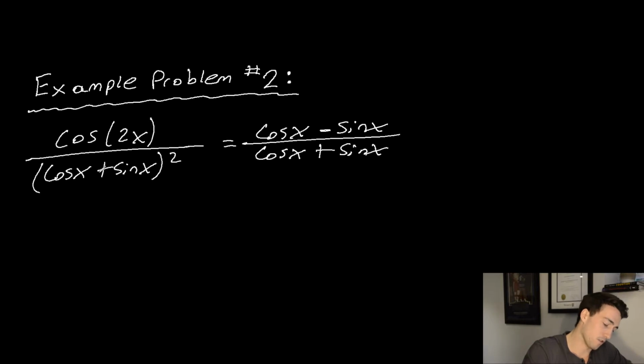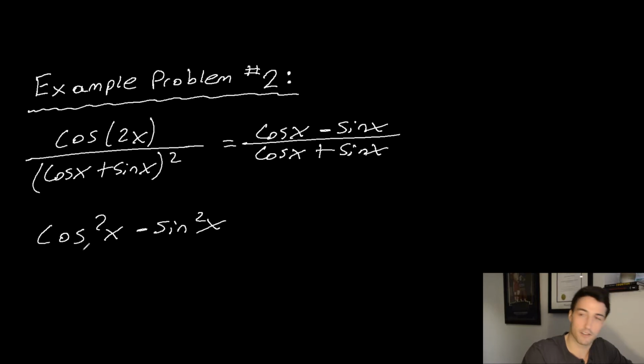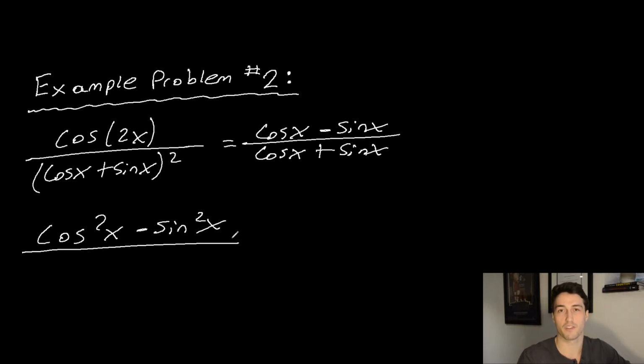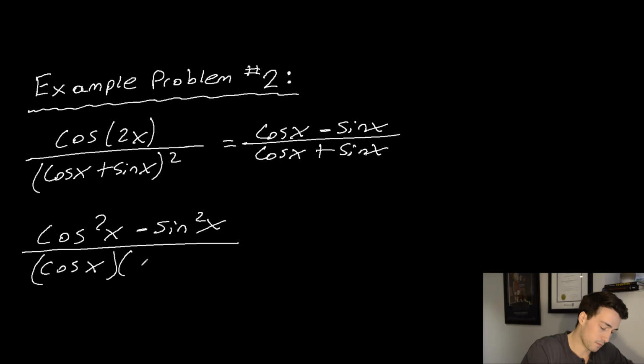I'm gonna write the cos of 2x is also cos squared x minus sine squared x. And again, it's super important that we understand the derivations of these because that's what's gonna enable us to see these relationships when we start the problem. So now in the denominator, well, cos x plus sine x squared, that's the same as writing cos x plus sine x multiplied by cos x plus sine x. It's just the same thing twice, right?